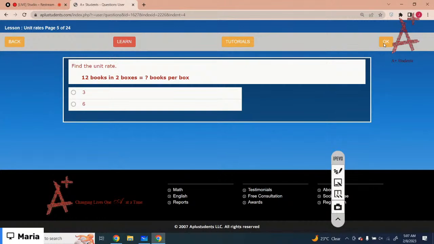Okay, the next one is 12 books in 2 boxes. You have to calculate the books in one box. So you have to divide 12 by 2. 2 times what number is 12? 2 times 6 is 12. Got it? So the correct option is 6.